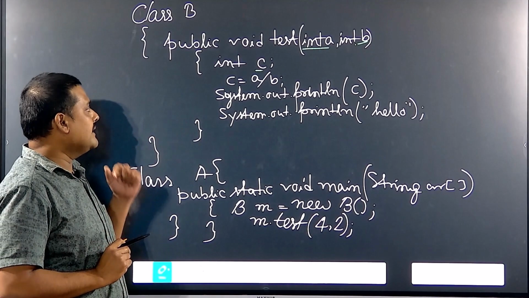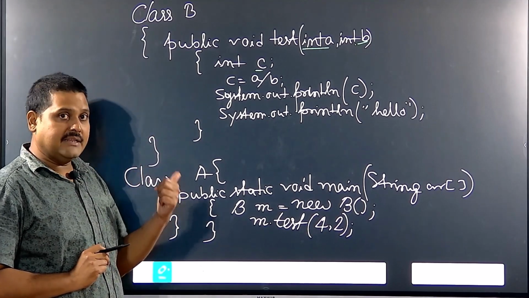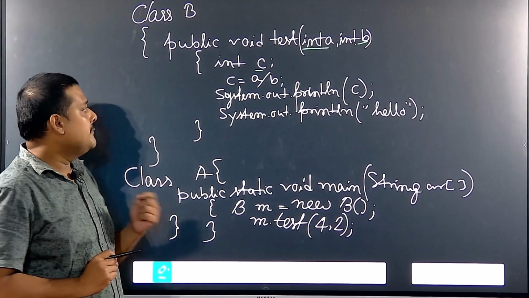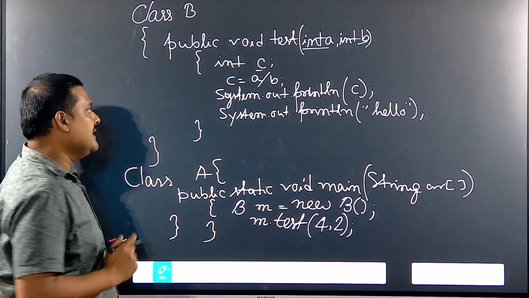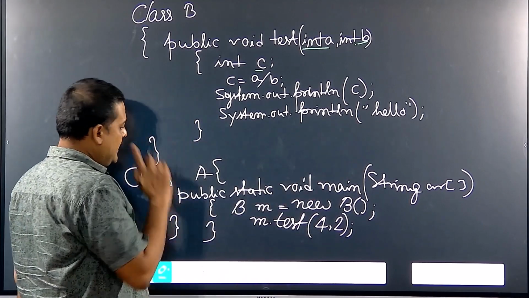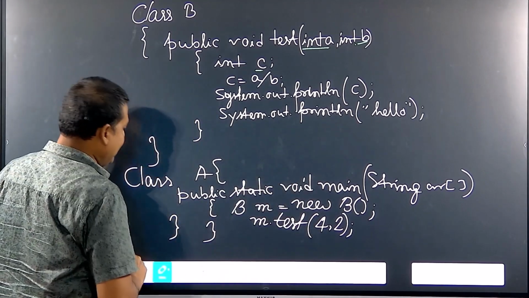Now what does it mean? I am trying to divide the value A by B, and we are trying to print the value of C, and then we are trying to perform some more tasks like hello. Now if I do this job, then what will happen?